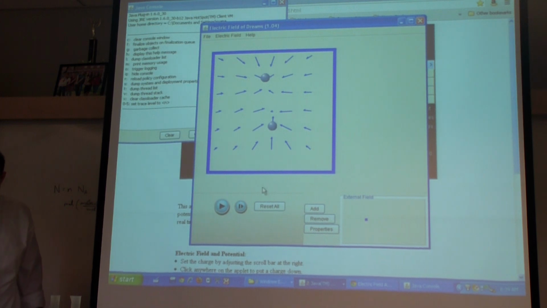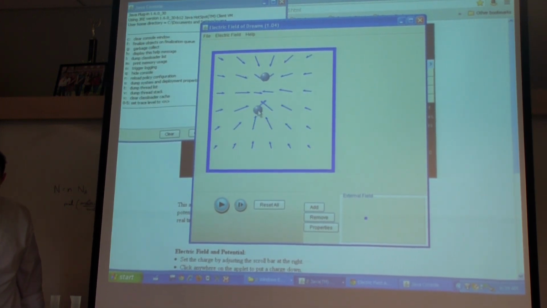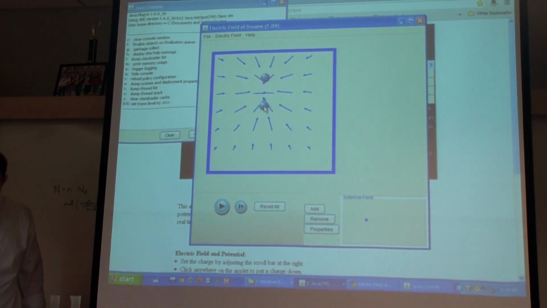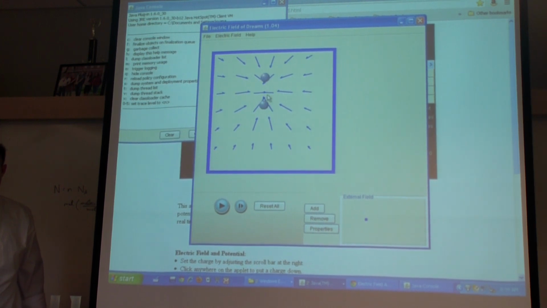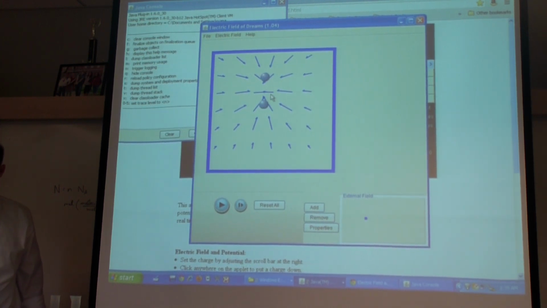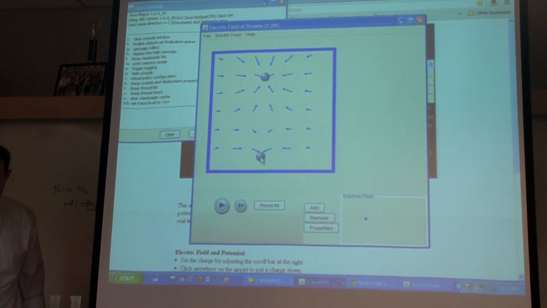2 charges. Okay, right in between them, they might cancel. I don't know if I can move them. Yeah, look at this. Look at right there in the middle of them. It's kind of canceling out. The 2 arrows are pointing directly towards each other. And you see that they're both negative.